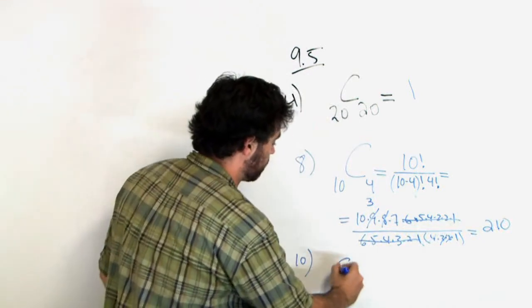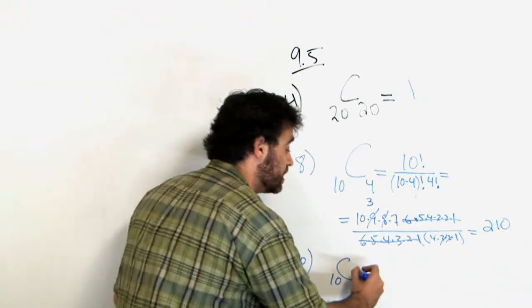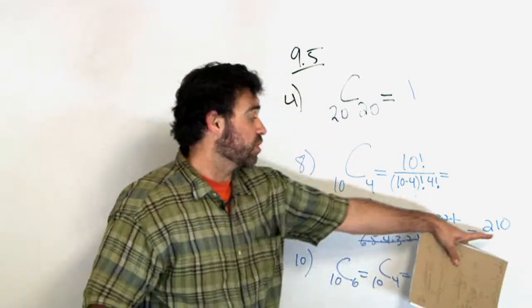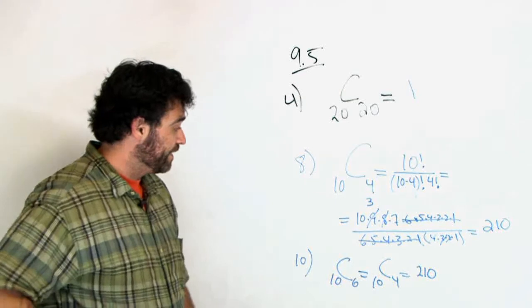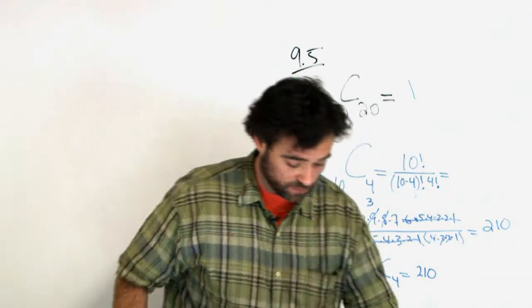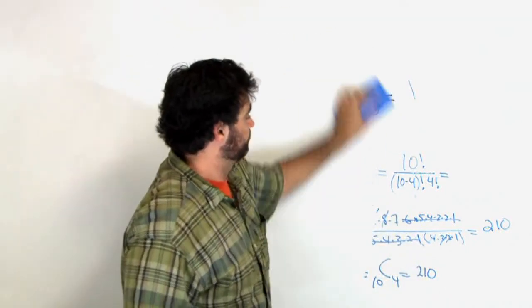Now 10, the reason I gave you this is because I wanted you to realize that 10 choose 6 is also the same thing as 10 choose 4. And we already did that work, so we already know that is 210. Okay? Very good. So there's our C's. And of course, the next question is going to ask us about the binomial theorem. And that's question number 28.